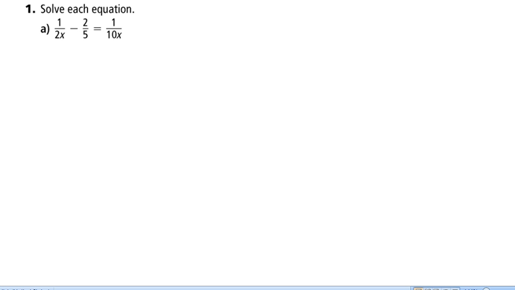Alright, so let's have a look at some of our grade 11 level rational equations here. And notice we're going to start them out exactly the same as we did the adding and subtracting questions yesterday. We'll start with our non-permissibles. X can't be 0, or else we'll end up with division by 0. And we also want to find our lowest common denominator, which in this case is going to be 10x.